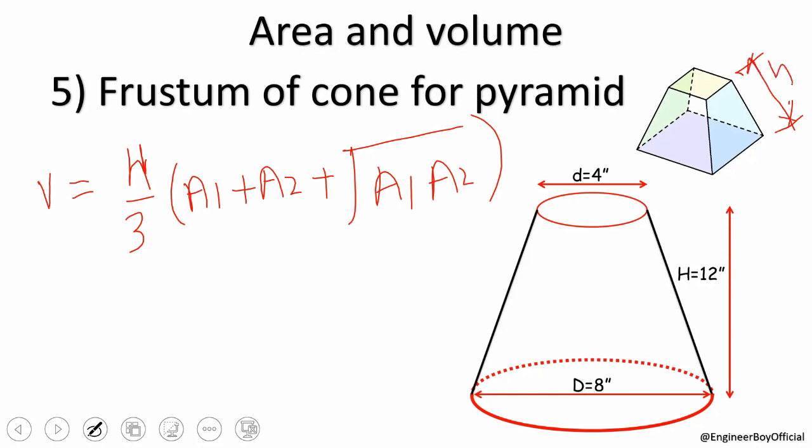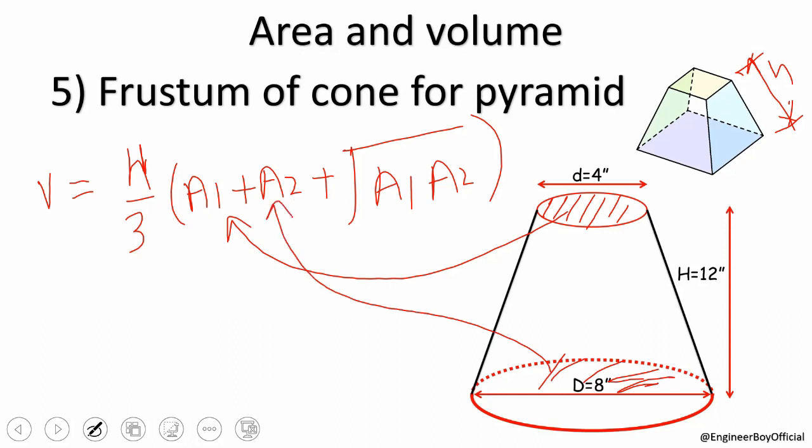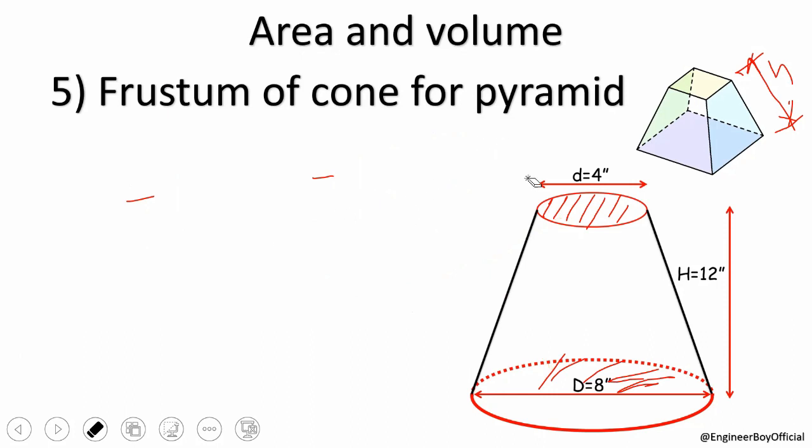And A1, A2 are actually the end areas. Let's say the top area you can call A1, and the bottom area let's say is A2. You can take them inversely, no problem, right? So this is how you can determine the volume of a prism of cone, or you can say the volume of a prism of pyramid. Let me give some explanation so you can understand it very well.